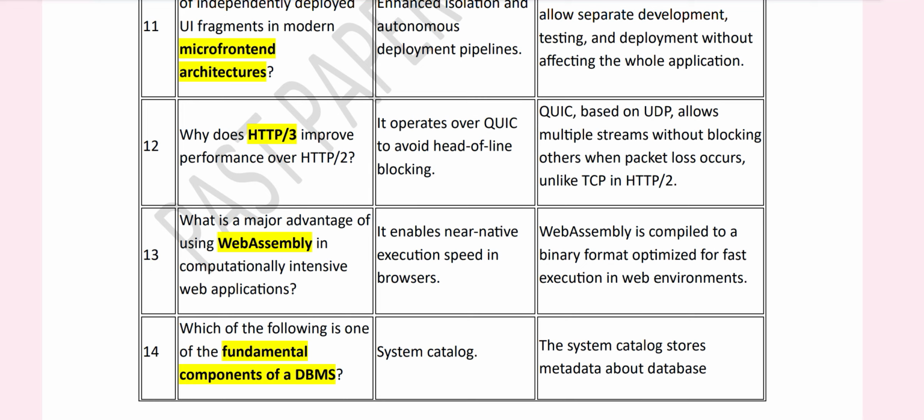Question number 12 is, how does HTTP/3 improve performance over HTTP/2? It operates over QUIC to avoid head-of-line blocking.